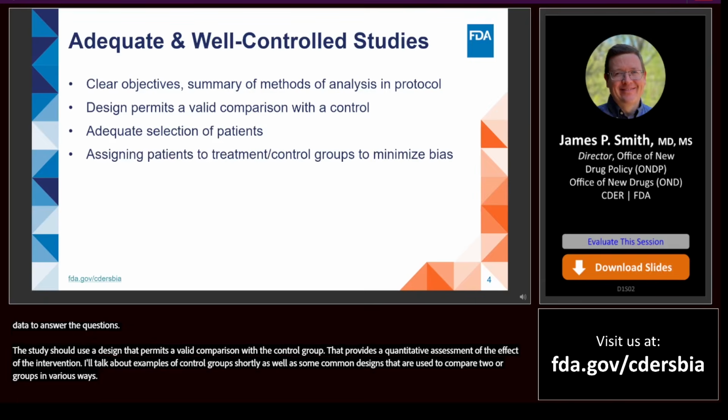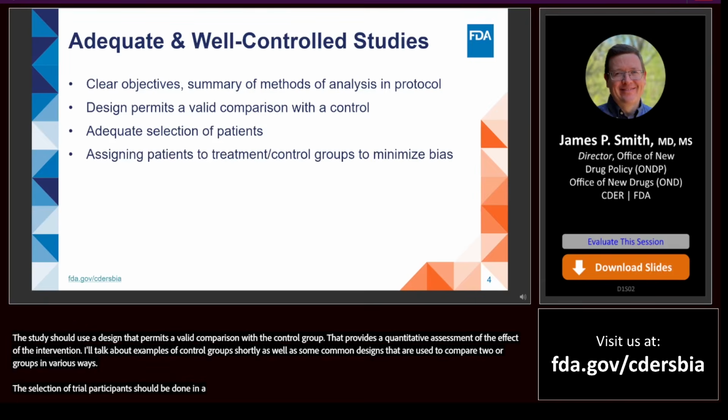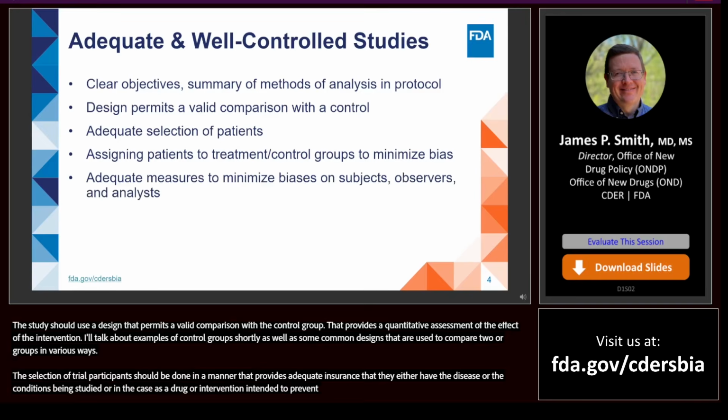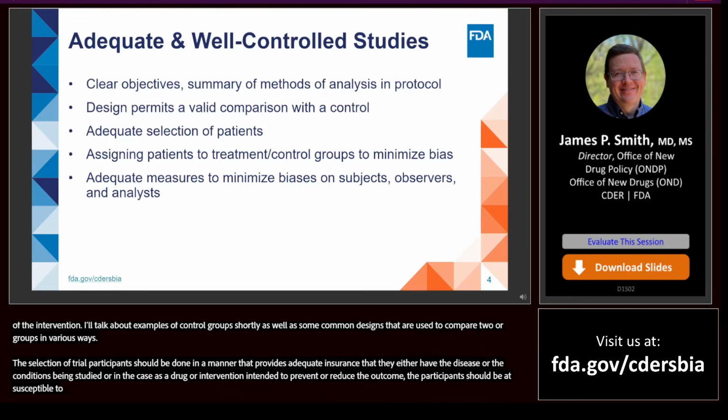The method of assigning patients to the treatment and control group should minimize bias. This is where randomization usually comes into play for studies with a concurrent control, which I'll discuss in a bit. And beyond the method of treatment assignment, adequate measures should also be taken to minimize biases on subjects, observations, and analysts. Blinding is an example of such a measure.